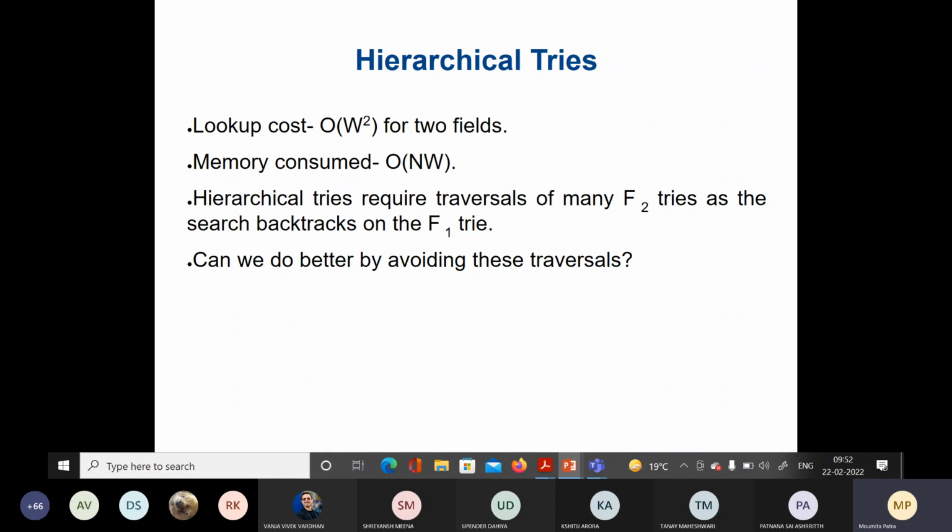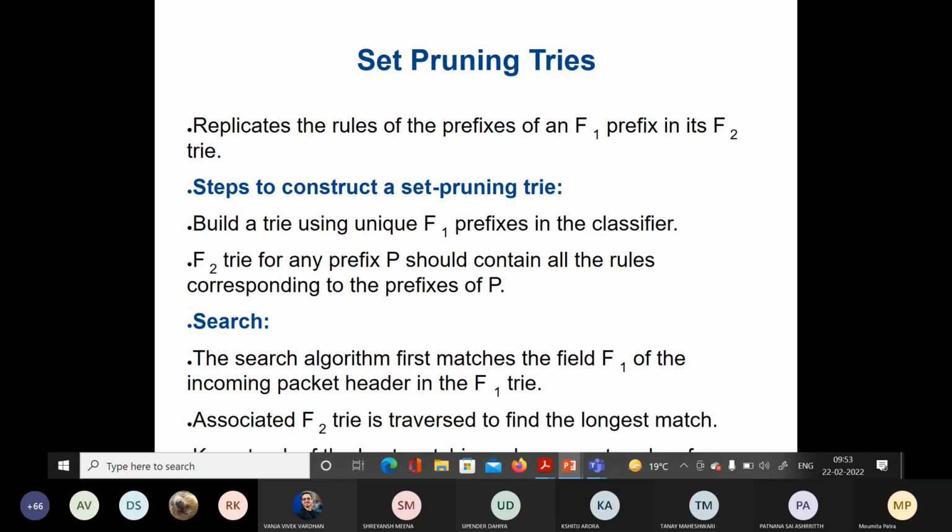So if the number of traversals increases, then what will happen? The time for this entire classification exercise is also going to increase, and the number of memory accesses is also going to increase. So we need to find some way so that this large amount of traversals can be avoided. Okay, so these are the features of hierarchical tries.